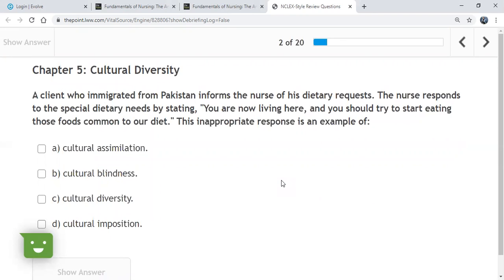A client who immigrated from Pakistan informs the nurse of the dietary requests. The nurse responds to the special dietary needs by stating, "You are living here now. You should try to start eating these foods common to our diet." This is an inappropriate response. This inappropriate response is an example of what?